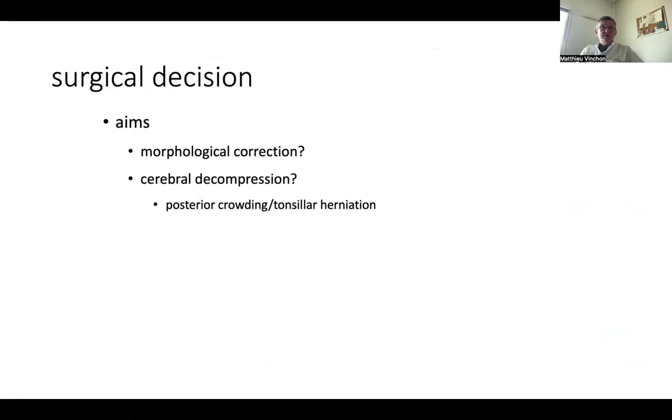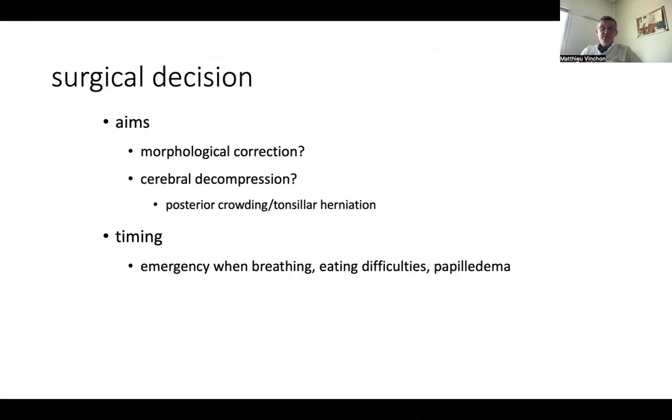So how do we take the surgical decision? The aims are morphological correction in many cases, cerebral decompression, especially when there is posterior crowding with tonsillar herniation, and especially in very young children. Then we have to discuss the timing, because the timing can be very early in emergency in newborns when they have breathing and eating difficulties or papilledema. But if it's possible to wait until 9 months, we are in better conditions to do a large cranioplasty, which is a big surgery with the risk of bleeding.